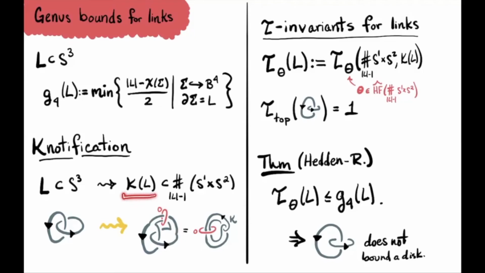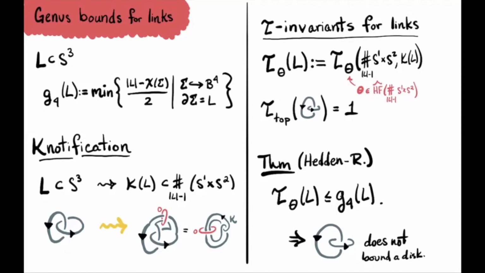And what do I get? It's a knot called kappa of L, the knotified link. Because I've added these handles, it's really a knot in some number of copies of S1 cross S2. And this is just the number of components of the link minus 1, which is just the number of bands that I need to add to connect all the components. So here's how you do this procedure for the Hopf link, and you'll notice that the knotified Hopf link is this knot in S1 cross S2 that we discussed on the previous slide.